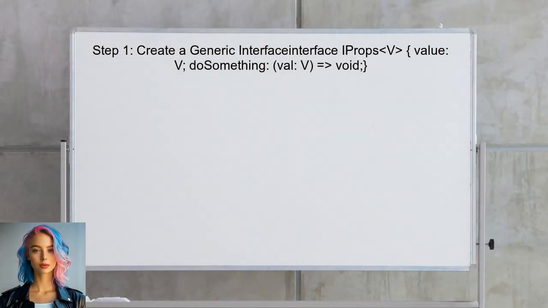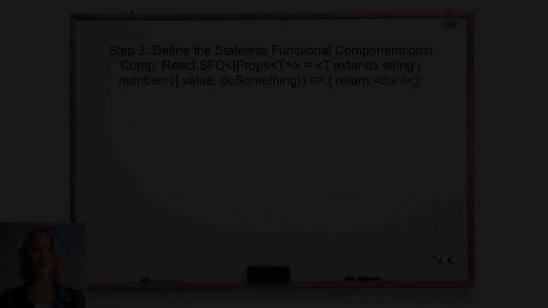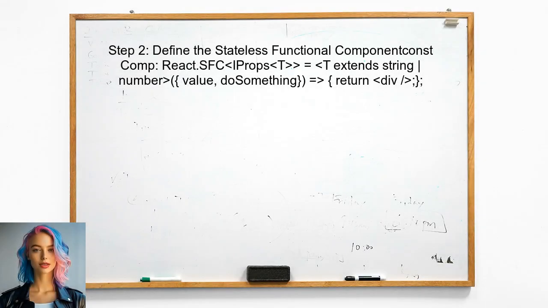To define a generic type in a React stateless component, the user should start by creating an interface that accepts a generic parameter. This interface will define the props for the component. Next, the user can define the stateless functional component using the generic interface. This allows the component to accept any type specified when it is used.